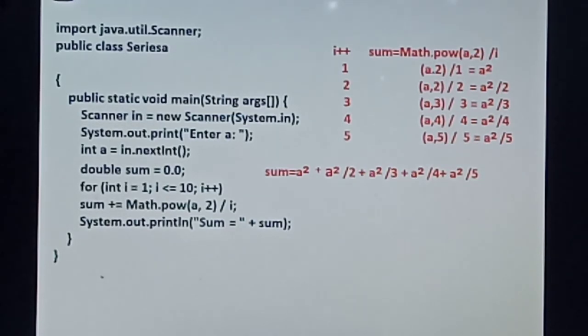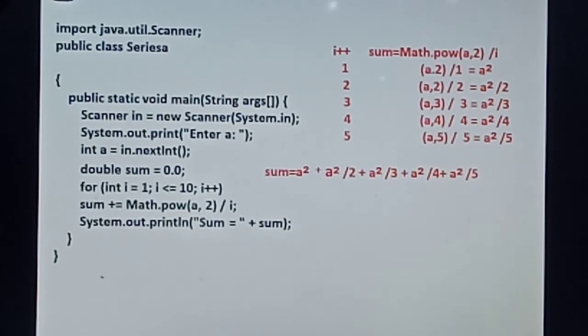Then double data type, in that you have to store sum equal to 0.0. Then a for loop: int i equal to 1; i less than or equal to 10; i plus plus. So you have to find the sum. Sum plus equal to Math.pow, open the bracket, a comma 2 oblique i. Then you have to print that sum.